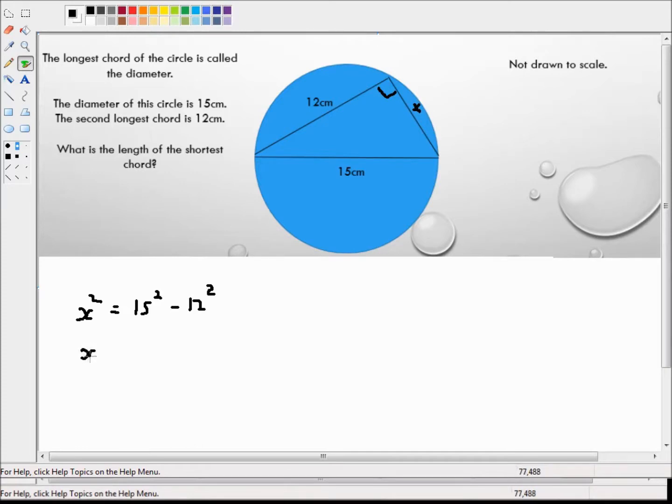So x squared is equal to 15 squared, which is 225, minus 12 squared, which is 144. So x squared is equal to 81. So x is equal to 9. I know algebraically x could be plus or minus 9, but in geometry there are no negative lengths. So x is equal to 9. Our units are in centimetres, so x will be 9 centimetres.